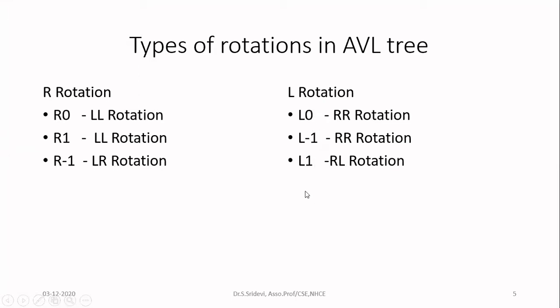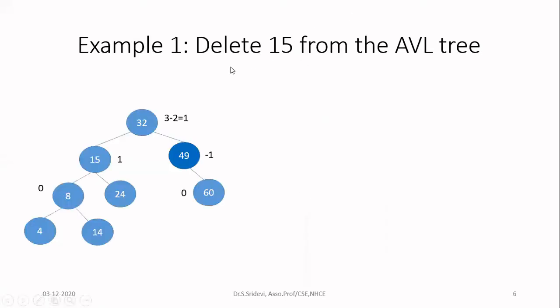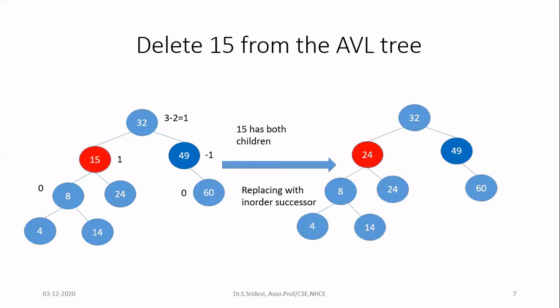So now let us see the example so that you will understand clearly. In the first example, I am going to delete 15 from the AVL tree. Here first you have to find out whether you are going to delete a leaf node, a node with one child, or a node with two children, according to the BST property. Here I am going to delete 15. 15 has two children. When a node has two children, you have to replace that node with either the in-order successor or the in-order predecessor. So now what I'm going to do is delete 15.